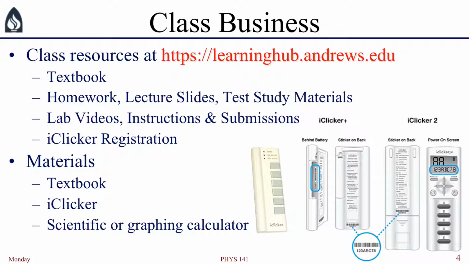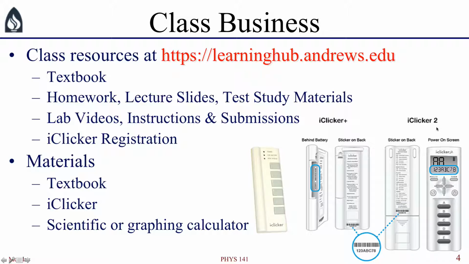So just to reiterate, the materials that you'll need for the class are a textbook, which you can either download from Learning Hub or purchase a physical copy. You'll need an iClicker and a scientific or graphing calculator. Now there are a few different generations of iClicker devices that have been manufactured over the years, and any of these will work for the class. So if you have an original generation iClicker, that's fine. The iClicker Plus and the iClicker 2 will work as well.